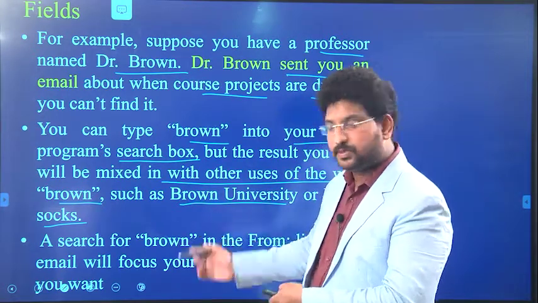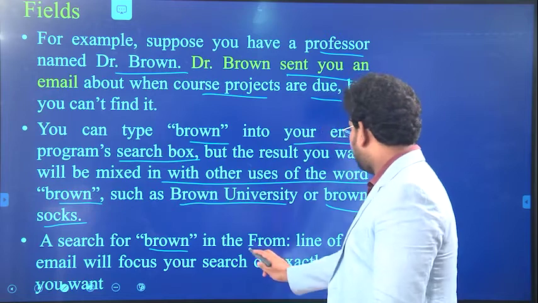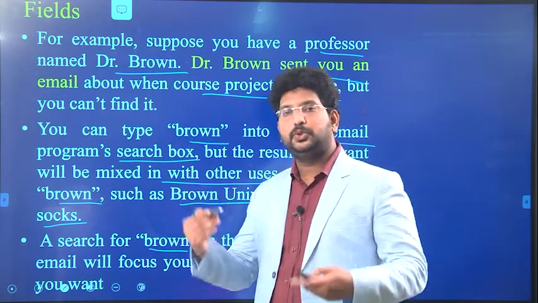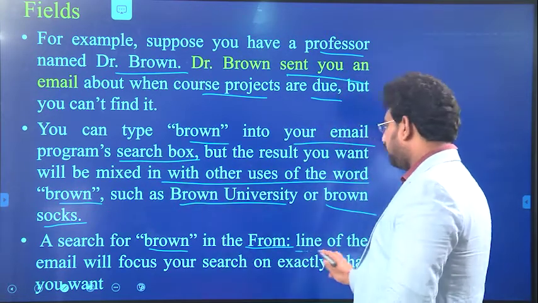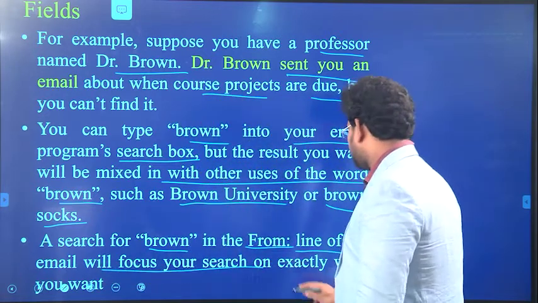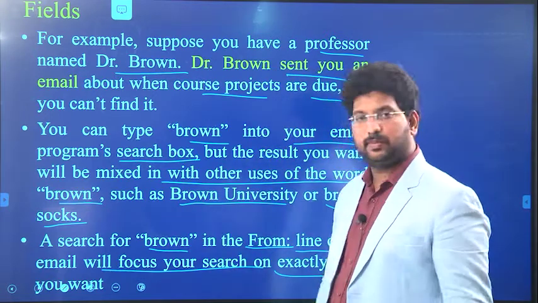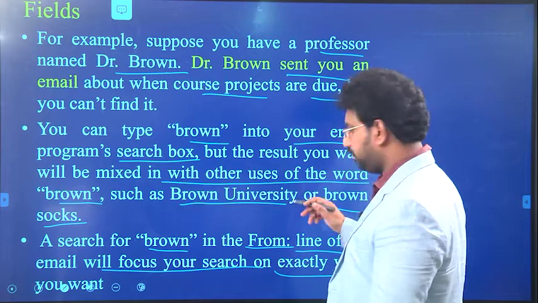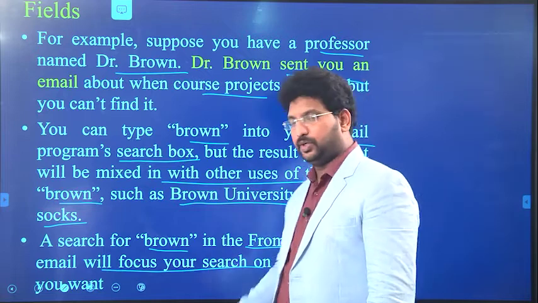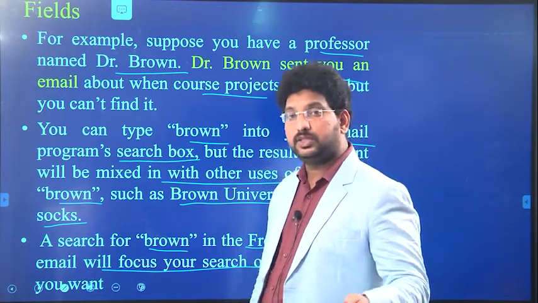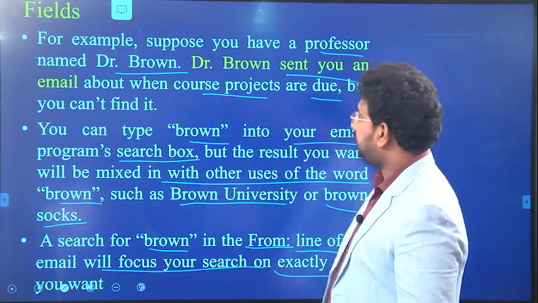In the other case, if you observe, a search for Brown in the from field. You will have to, from. If you search in a particular manner, then searching in the from line of the email will focus your search on exactly what you want. It focuses on exactly what you want. So it is about the more information you will be able to find about the fields.